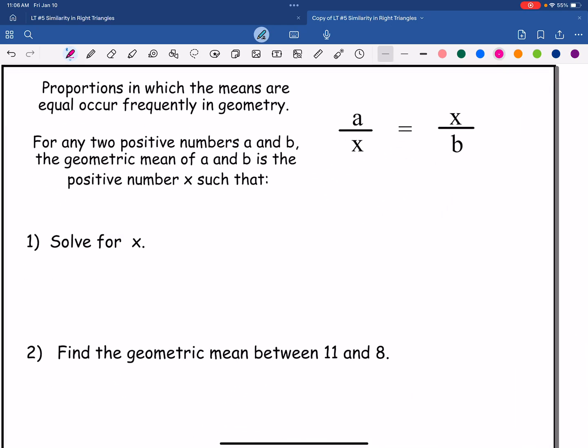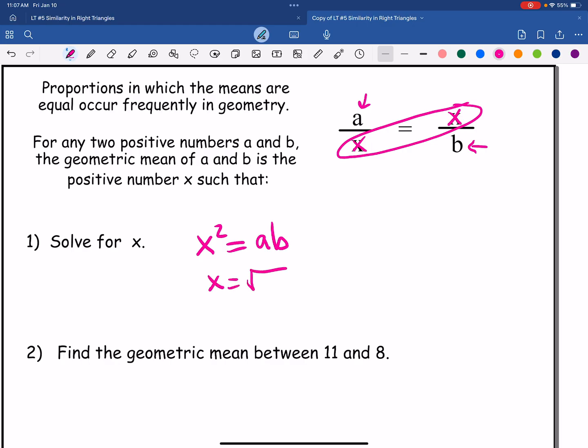Before we move on, we're going to learn about something called geometric means. We have algebraic means and geometric means. Proportions in which the means, that's these two, are the same occur frequently in geometry. We call that the geometric mean. We would say that X is the geometric mean between the numbers A and B. If I solve for X, I cross multiply and get a quadratic: X squared equals A times B. Then to solve for X, I take the square root of AB.